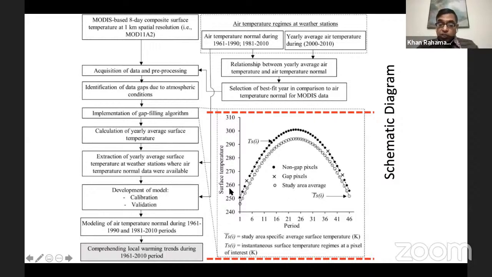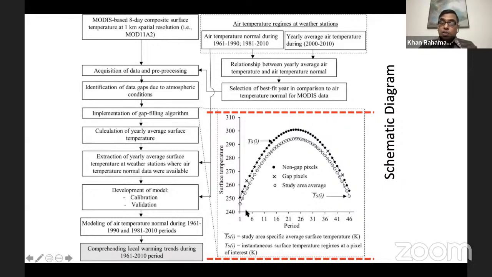The interesting part is that when I started to generate the model, I had a lot of issues. The first issue was that there were gaps in the data. It means that of the 46 images I collected for every year, some images had a lot of clouds. So how do we get out of this cloud? And there were some stations that did not have data for 1 month. So what I did, I generated an algorithm, like this.